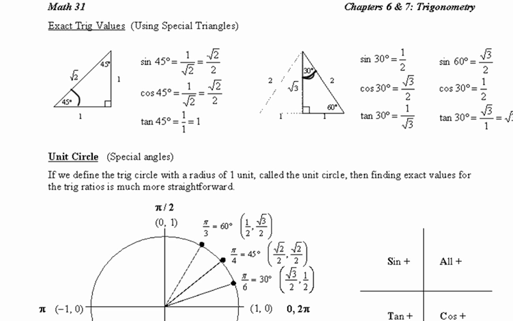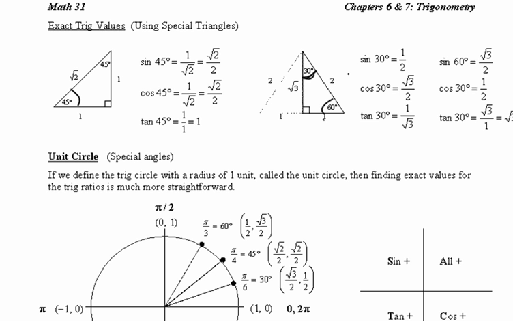If I wanted to find sine 30 degrees, once I know this triangle, sine 30 is opposite over hypotenuse, so it'd be 1 over 2. If I wanted cos of 30 degrees, cos of 30 is adjacent over hypotenuse, so root 3 over 2. If I wanted to figure out tan of 60 degrees, tan is opposite over adjacent, so it would be root 3 over 1.